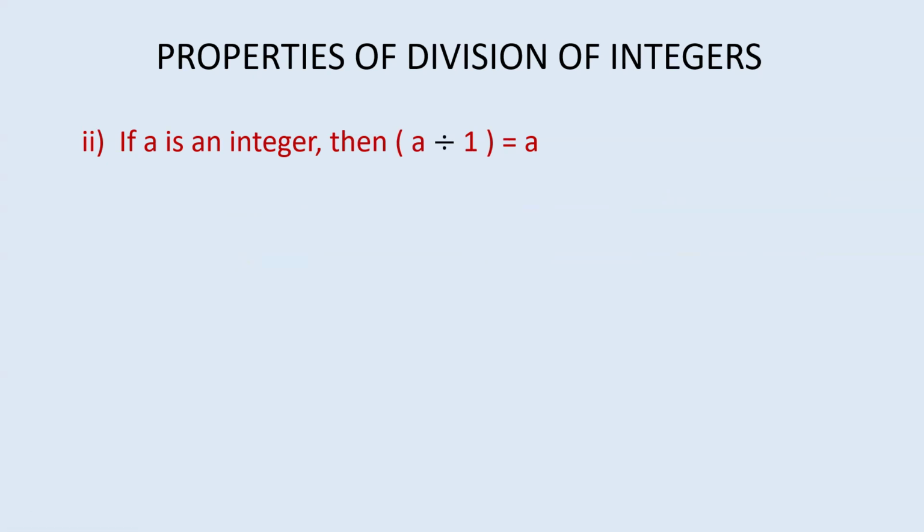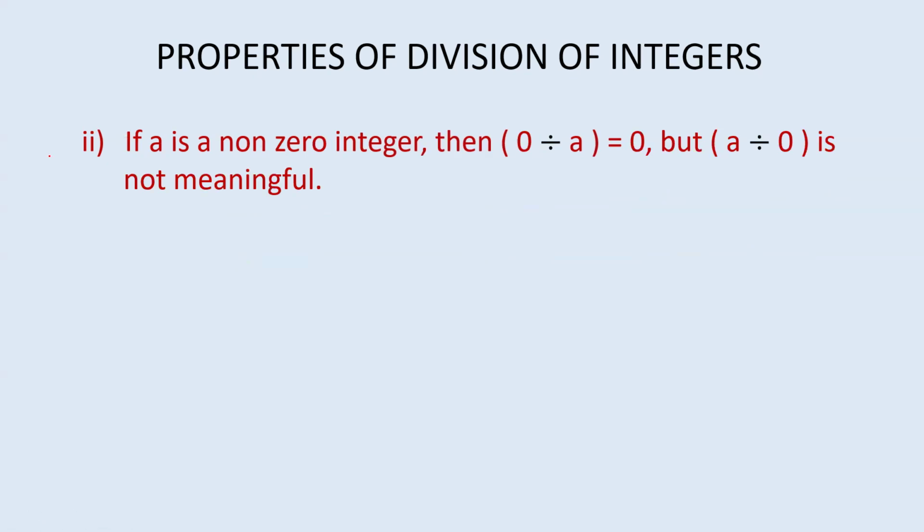The last property over here, this is the fourth property, is if a is a non-zero integer, then 0 divided by a has to be 0. But a divided by 0 is not possible. It is not meaningful. Now let us understand this. If a is say minus 3, we divide 0 by minus 3. We write it like 0 divided by minus 3.